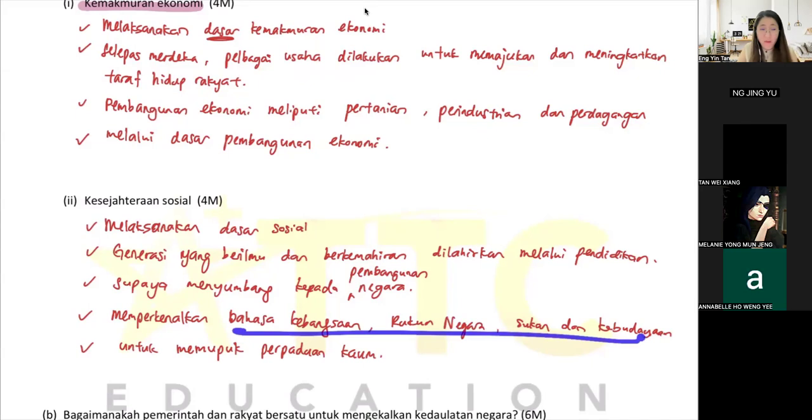The moment you list out everything, you get 1 mark, and then you tell me perpaduan kaum. 1 mark. Or you can say muhibah. Remember just now we learned the word muhibah? Yeah, you can write that too. Everybody good?